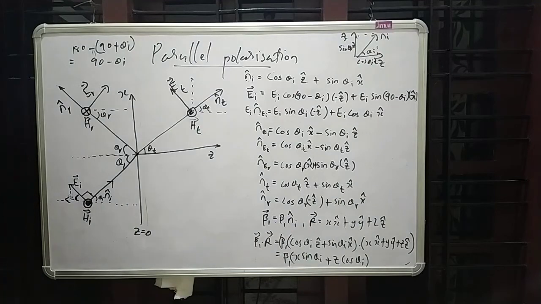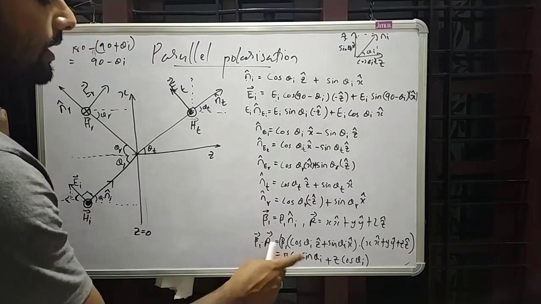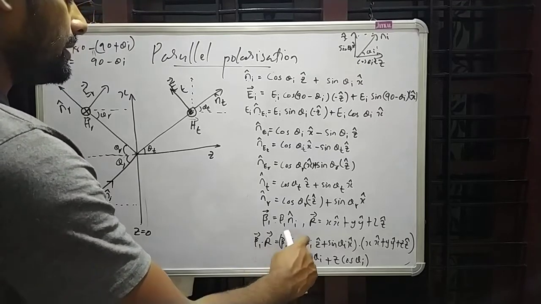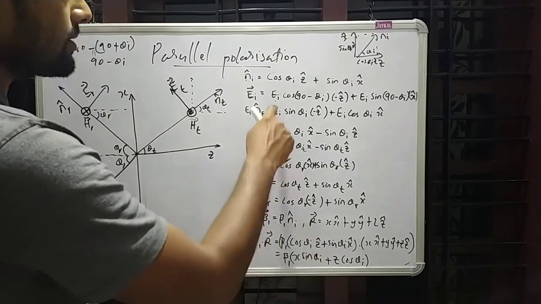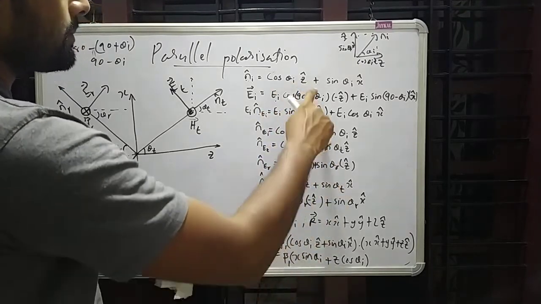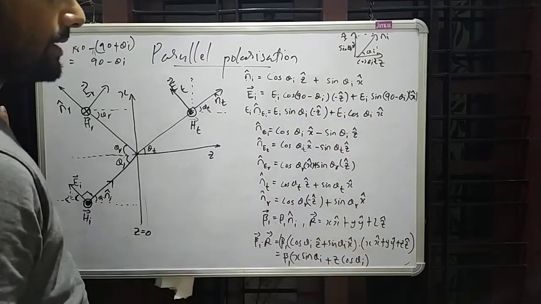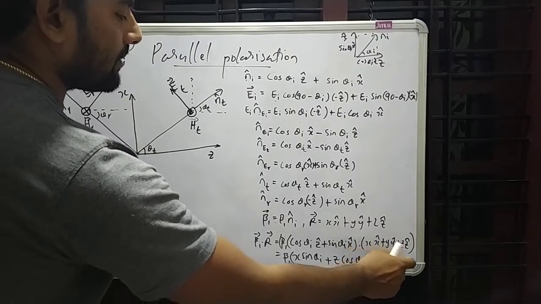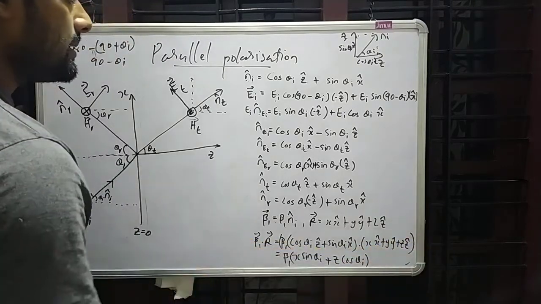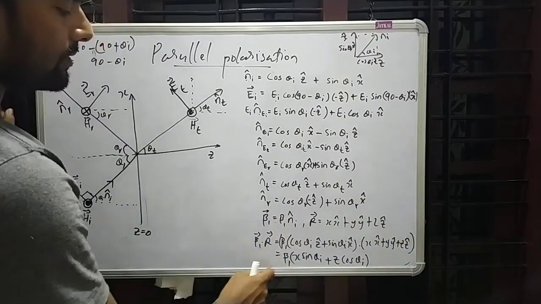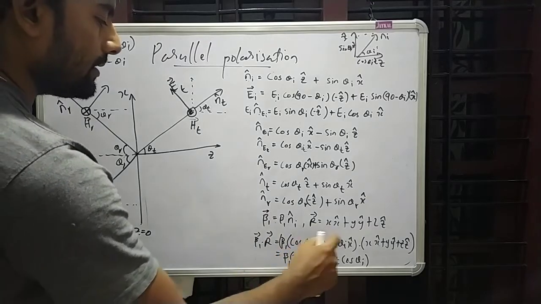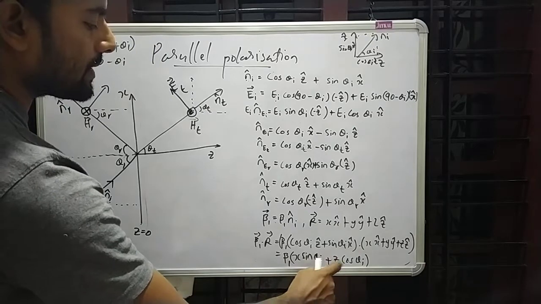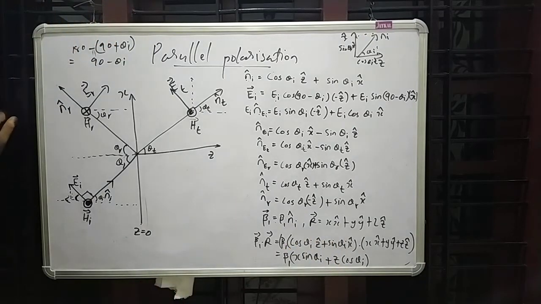Let us find beta 1 dot r. Beta 1 dot r is beta 1, where the direction N_i is cos theta_i z cap plus sin theta_i x cap, dotted with the position vector r, which is x x cap plus y y cap plus z z cap. If we do the dot product, we get beta 1 into x sin theta_i plus z cos theta_i.